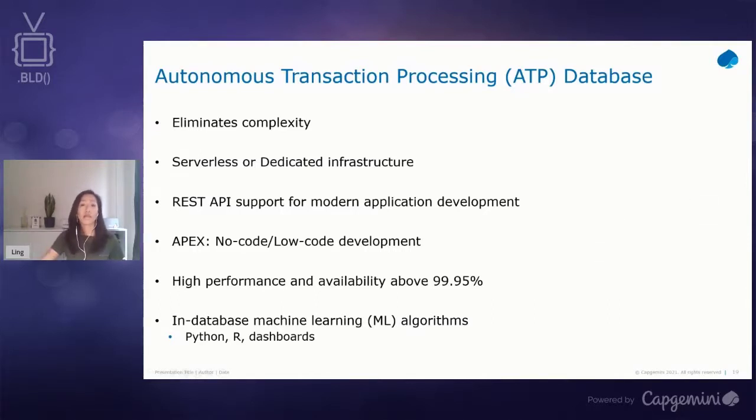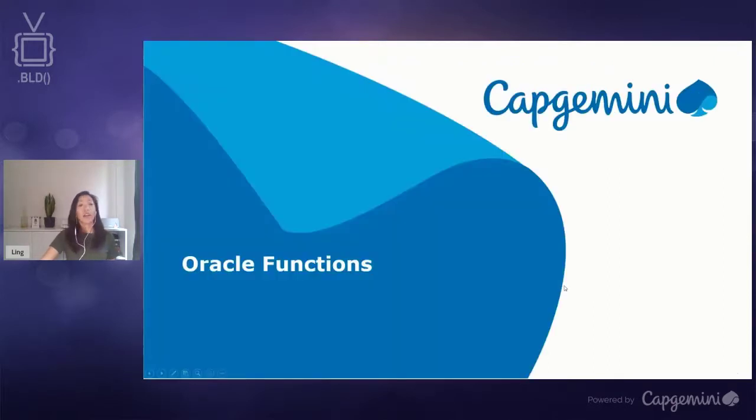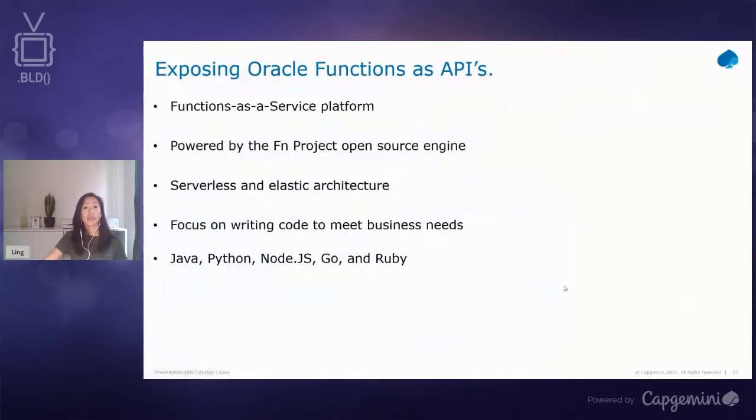And it is also high performing and highly available with its 99.95%. And that is like only a few minutes downtime a month. And then there are also quite some machine learning algorithms available and support for languages like Python and R, and options to create your own dashboards. All right, then on to the next subject, Oracle Functions.